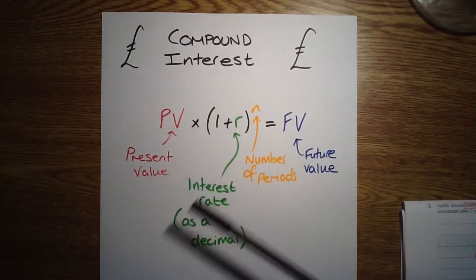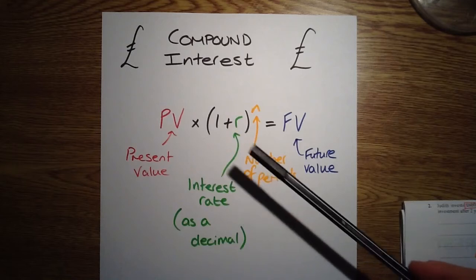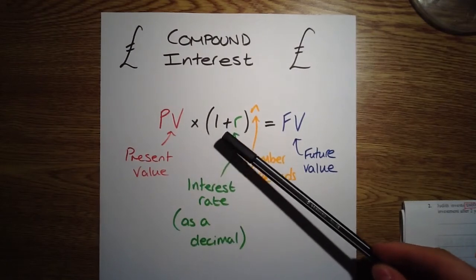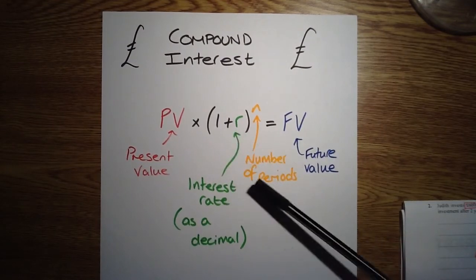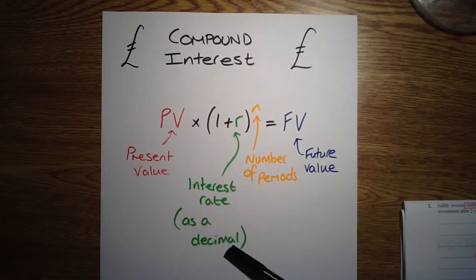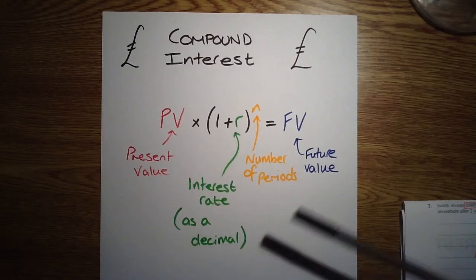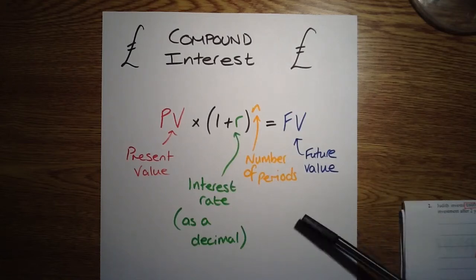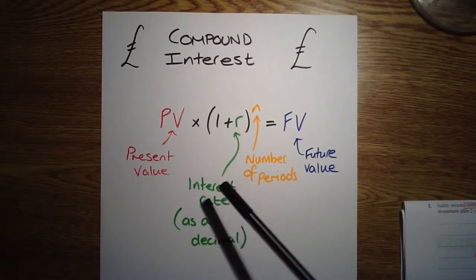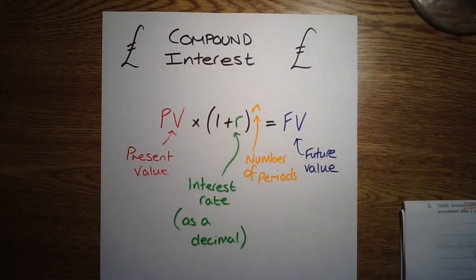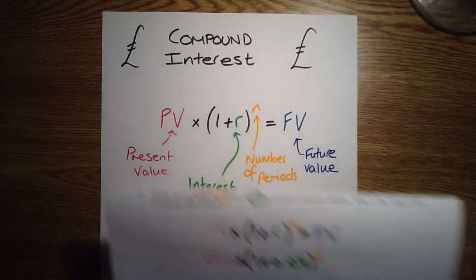PV, the present value or the initial amount invested, multiplied by 1 plus R, where R is the interest rate, written as a decimal, to the power of N, where N is the number of periods that interest acts on the initial amount. And that will give us our future value. This isn't given in the exam, so it needs to be committed to memory beforehand. Let's look at an example question where we can apply this formula.